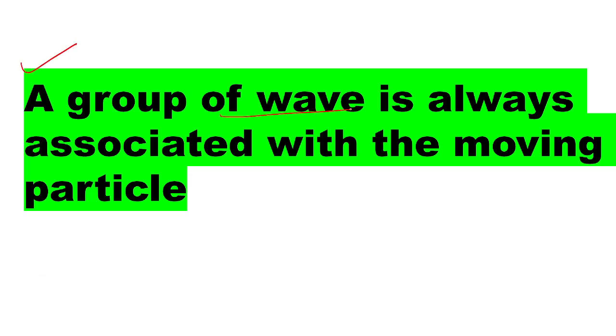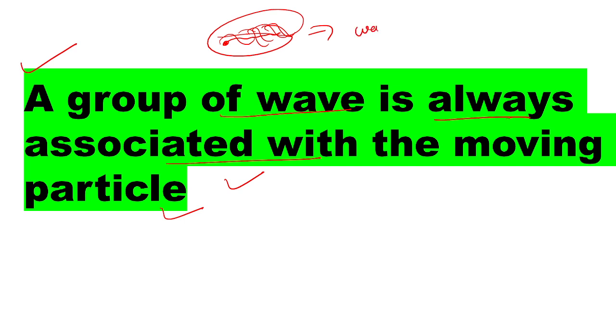A group of waves is always associated with a moving particle. What does this statement say? It says that when a particle is moving, various waves are associated with it. That is called a wave packet. A wave packet means there is not only an individual wave; there are many waves superimposed on each other that form a resultant wave. That is called a wave packet.